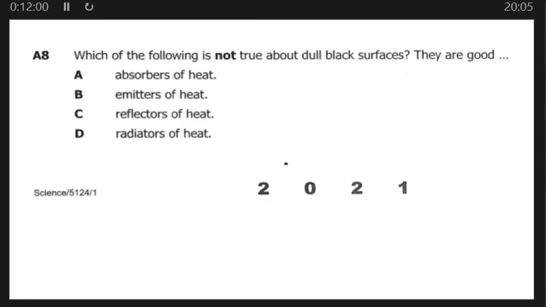Then C, they're saying reflectors of heat. That's not true. Dull black surfaces do not reflect heat. They don't. So the answer here is C, because D, again, radiators of heat. They give out heat, which is also good. So to radiate and to emit, I think this is one and the same thing.